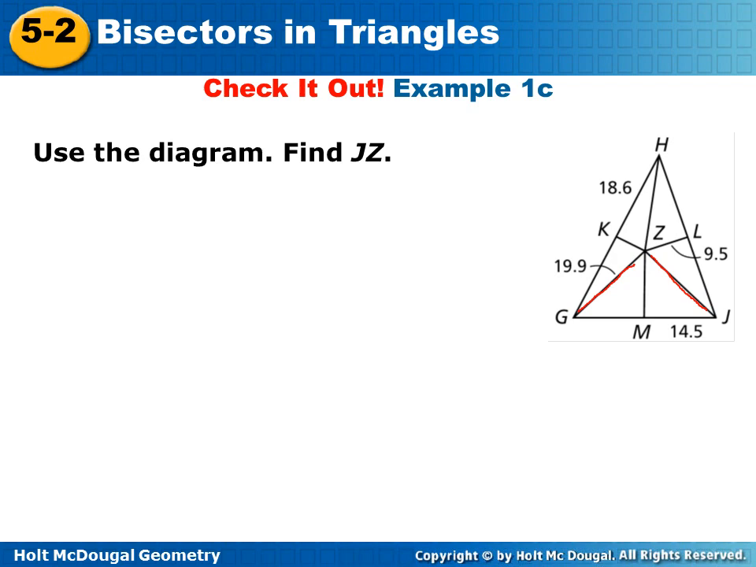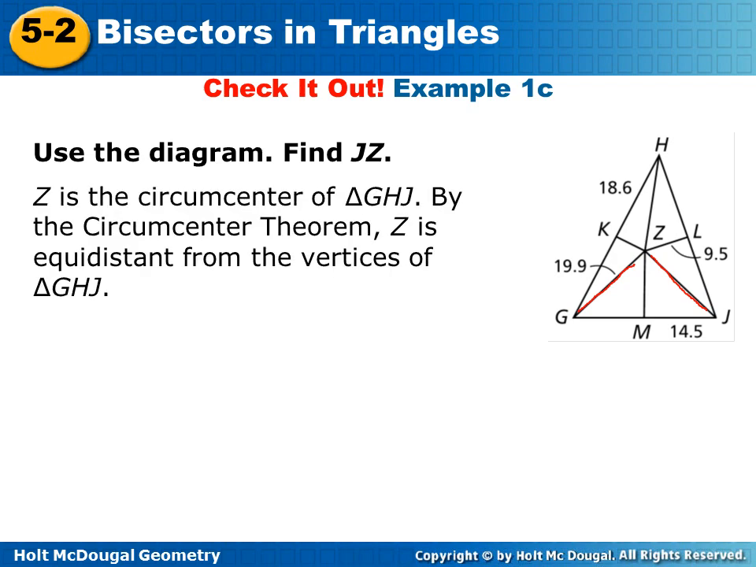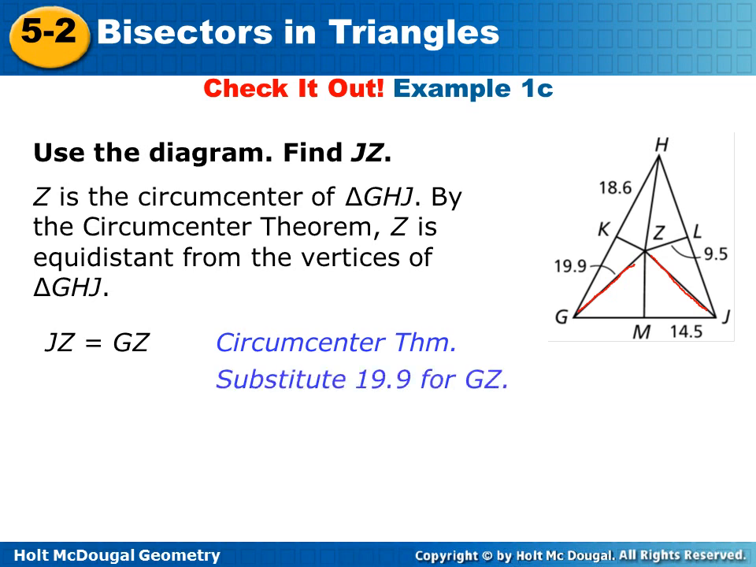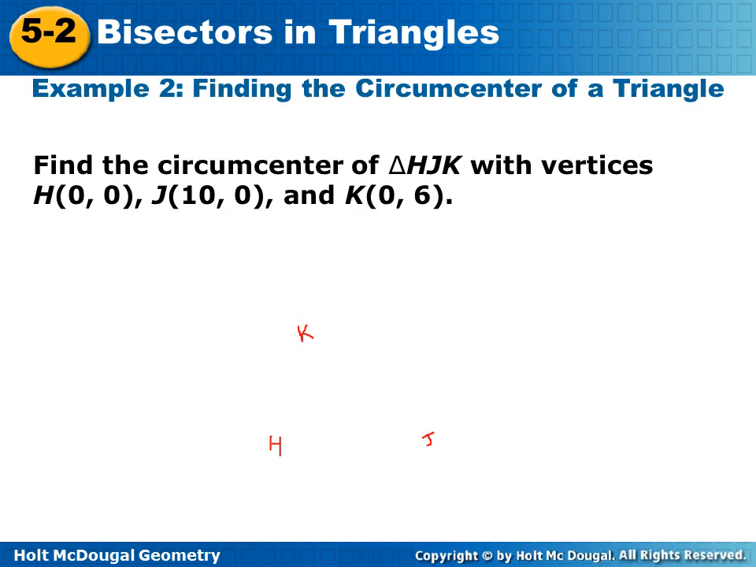Using this diagram, we want to find JZ. Z is the circumcenter of GHJ. By the circumcenter theorem, Z is equidistant from the vertices of triangle GHJ. By the circumcenter theorem, JZ is equal to GZ. We substitute 19.9 for GZ, so JZ is 19.9.